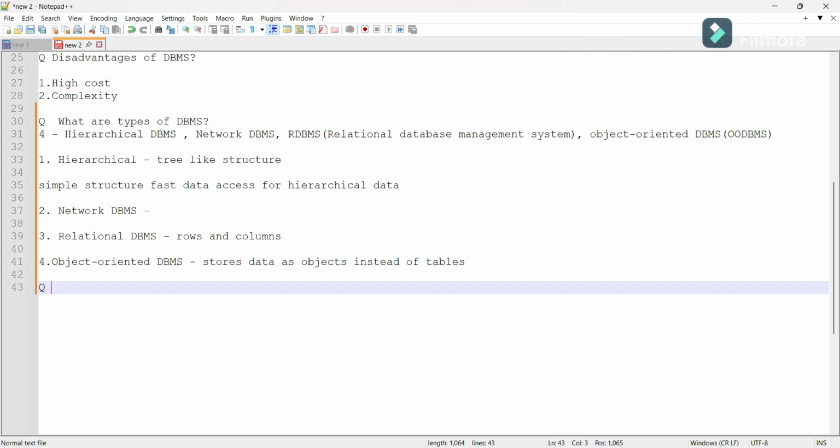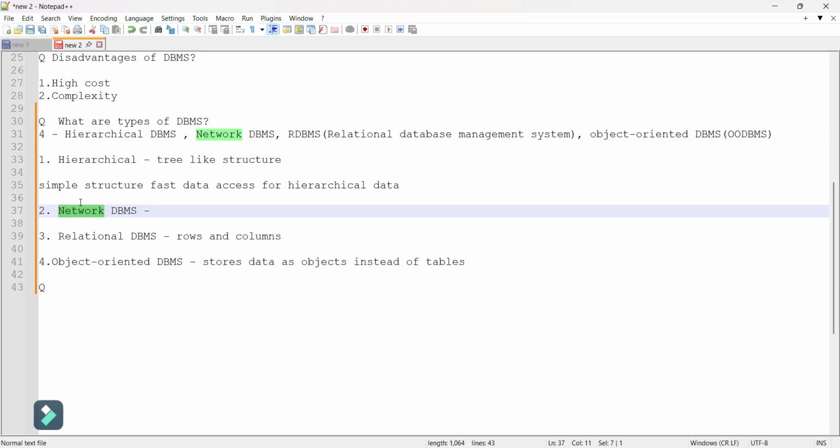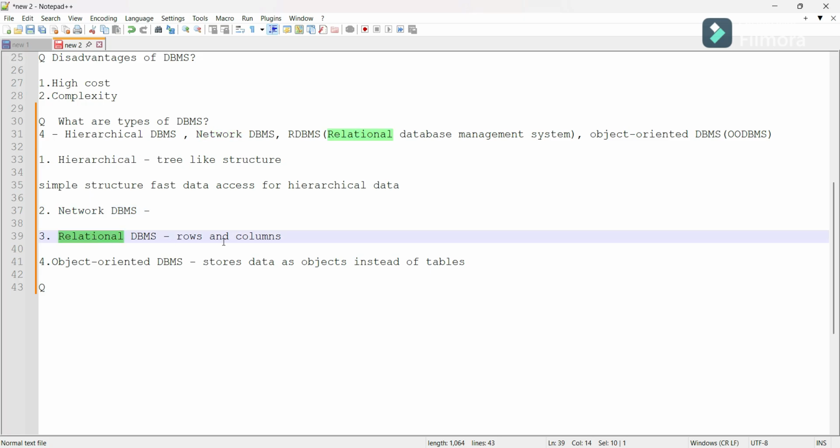Another question: name the four types of DBMS. The four types are hierarchical DBMS, where we store data in a tree-like structure; network DBMS, same as hierarchical but with many-to-many relationships, whereas in hierarchical it is one-to-many; relational DBMS, which stores data in tables in the form of rows and columns; and object-oriented DBMS, which stores data as objects instead of tables.